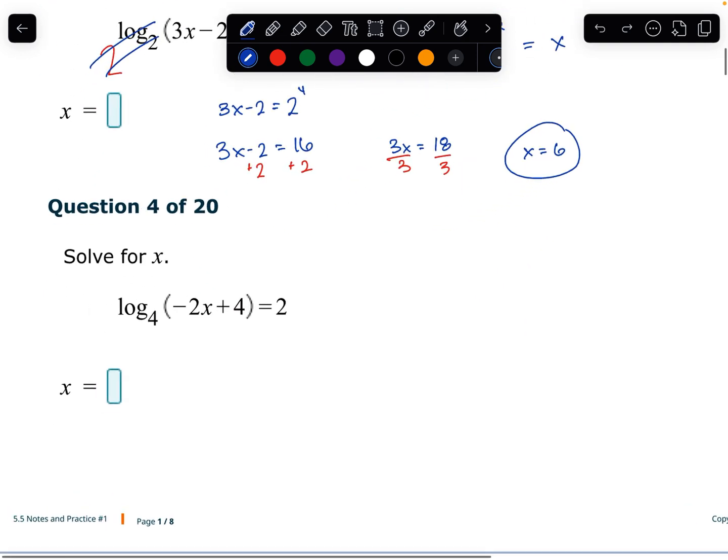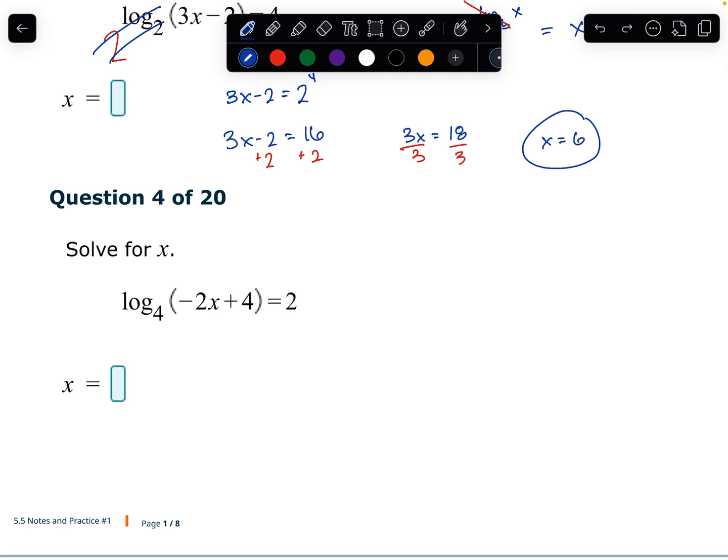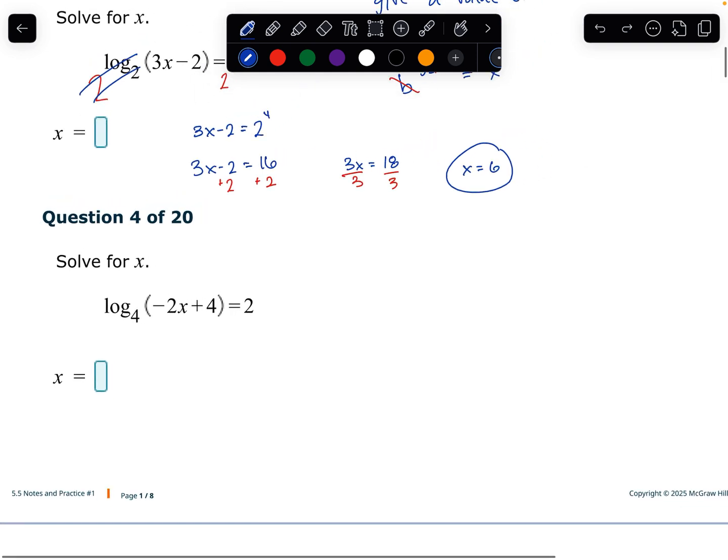All right, let's try that with 4. So for question 4, we have a log base 4 of negative 2x plus 4. Let's get rid of this logarithm. So on the left side, we're going to exponentiate it with the base of 4, but we're also going to do that to the right side. So this is going to cancel. We're going to get negative 2x plus 4 is equal to 4 squared. 4 squared is 16, so negative 2x plus 4 is equal to 16.